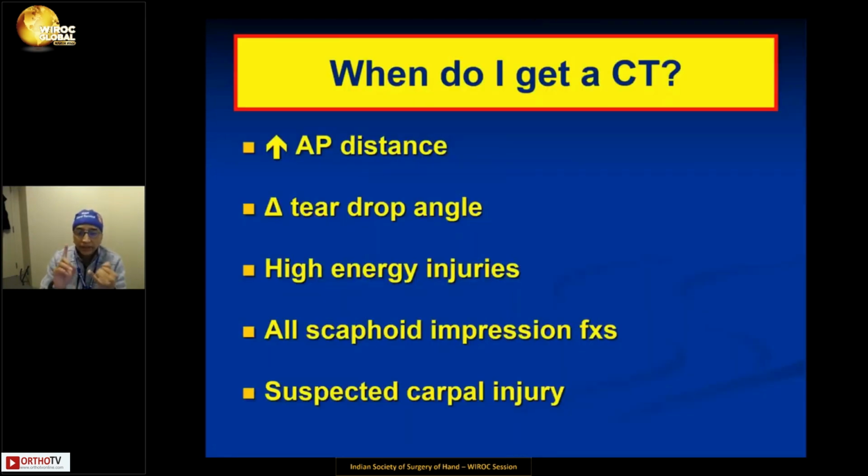Okay, we know the anatomy, we know the x-rays, we know where the ligaments are attached. So when do I get a CT? If I see an increase in AP distance, or if I see a change in the teardrop angle, I will get a CT. All high energy injuries get a CT. If I see a scaphoid impression fracture, I will get a CT, or if I see an associated carpal injury, which I suspect. Scaphoid impression fractures are a very unique injury, which I'll talk about a little later.